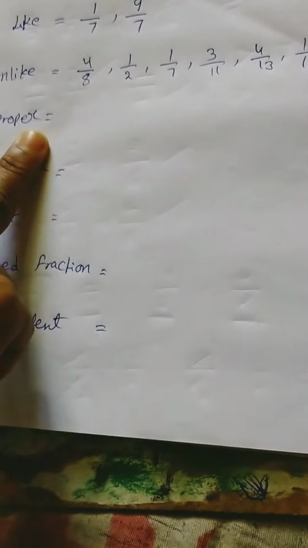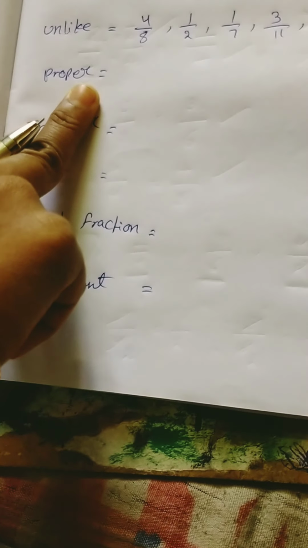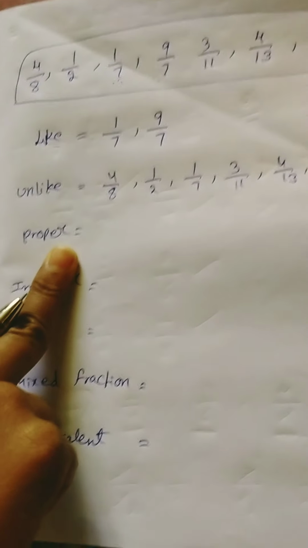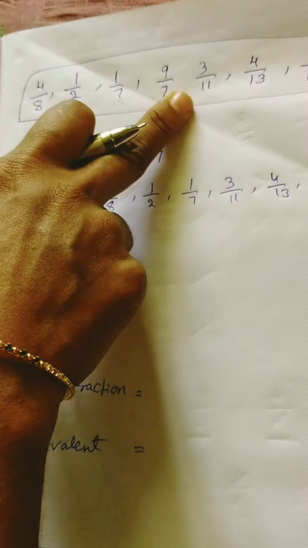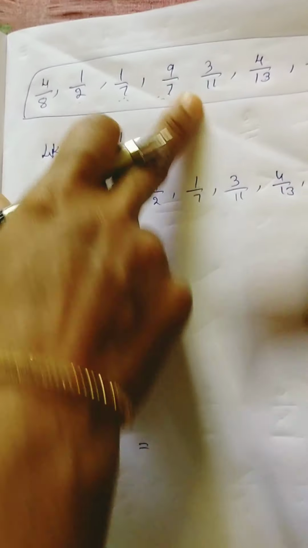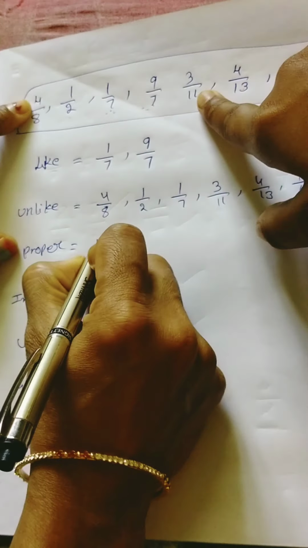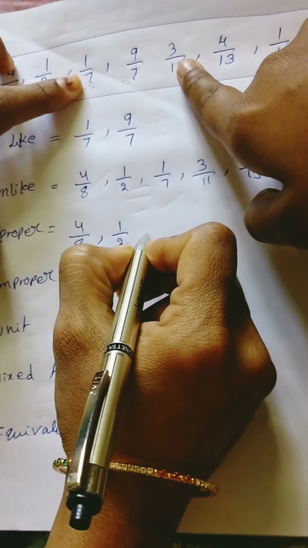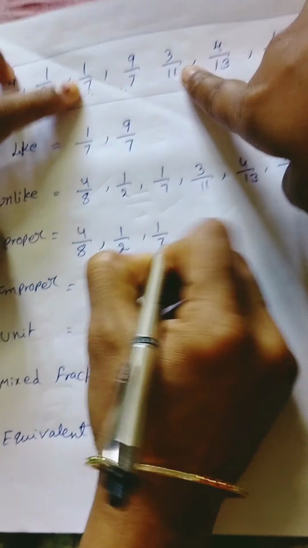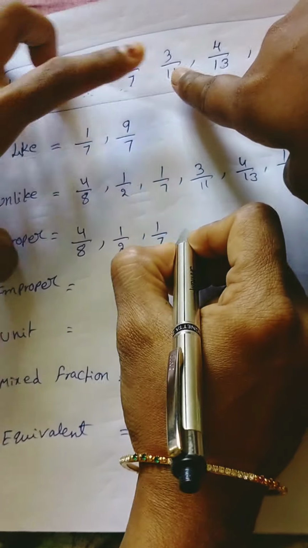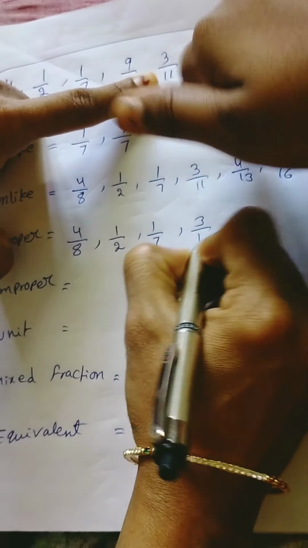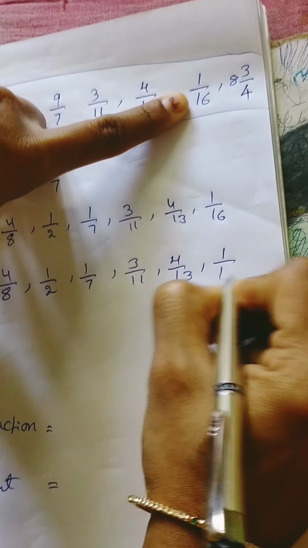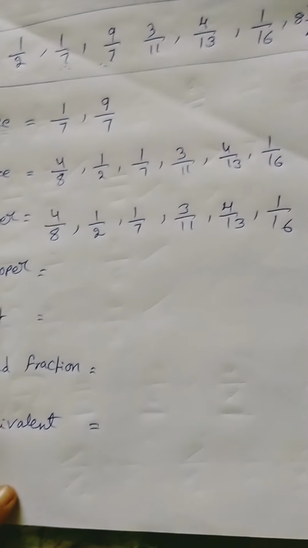Okay. What are proper fractions? Proper fractions means the numerator is smaller than the denominator. So what will we get here? Numerator is small here, so 4 by 8. Numerator is small here, 1 by 2. Here also numerator is small. Here also. Look at here, numerator is small. So, these are all called proper fractions.